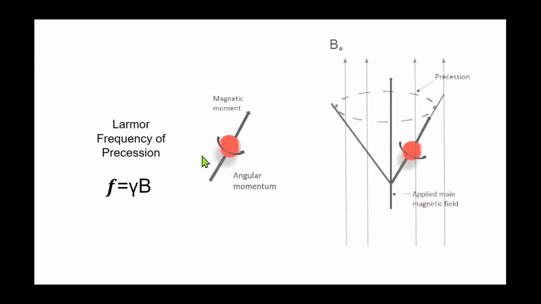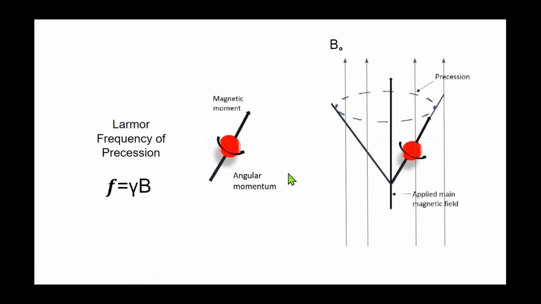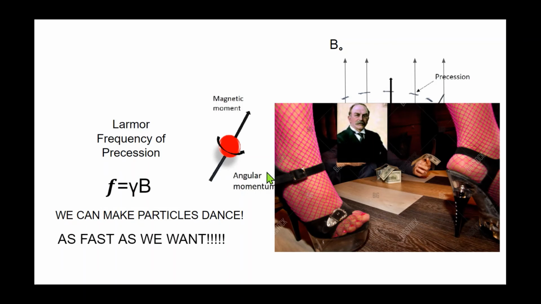This is known as the Larmor frequency of precession. This equation describes the precession of protons in a magnetic field, and this symbol is known as the gyromagnetic ratio and is constant for a given particle. What this means is that the frequency is directly proportional to the strength of the magnetic field that the particle is in. Since humans have the ability to create and control uniform magnetic fields with varying strengths, the implication is quite interesting. We can make particles dance as fast as we want.